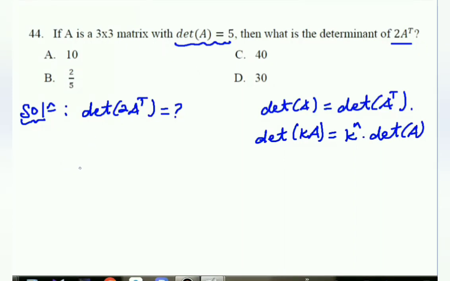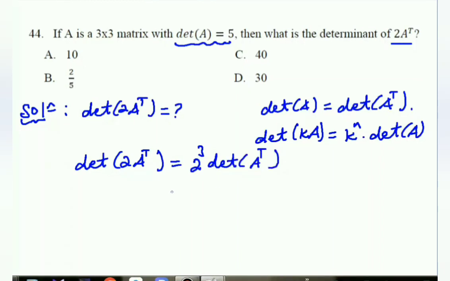Therefore, the determinant of 2 times A transpose is exactly the same as 2 to the power of 3 times the determinant of the transpose of the matrix. 2 to the power of 3 is 8, and the determinant of A transpose and the determinant of A are the same. Here the determinant of A is 5, therefore the result is 8 times 5, which is 40. Therefore the determinant of 2 times A transpose is 40.